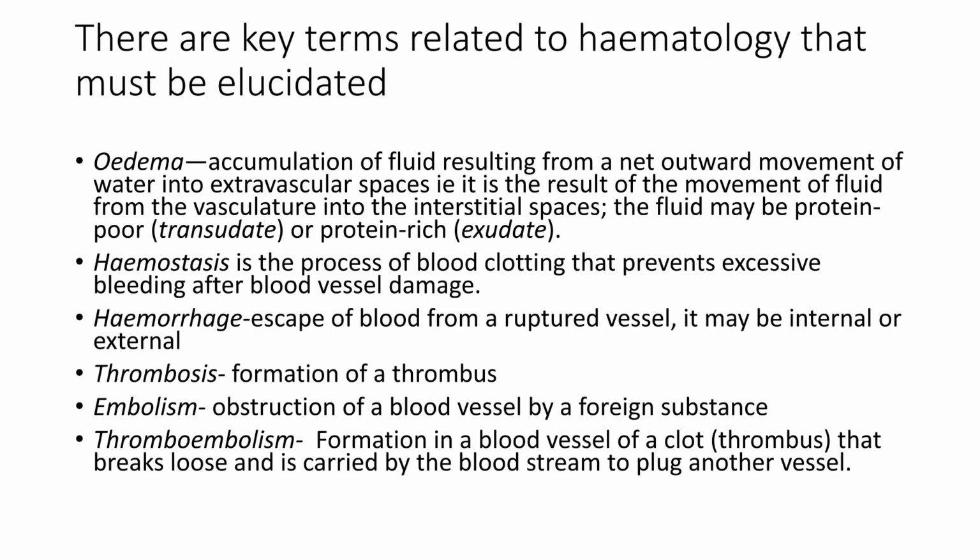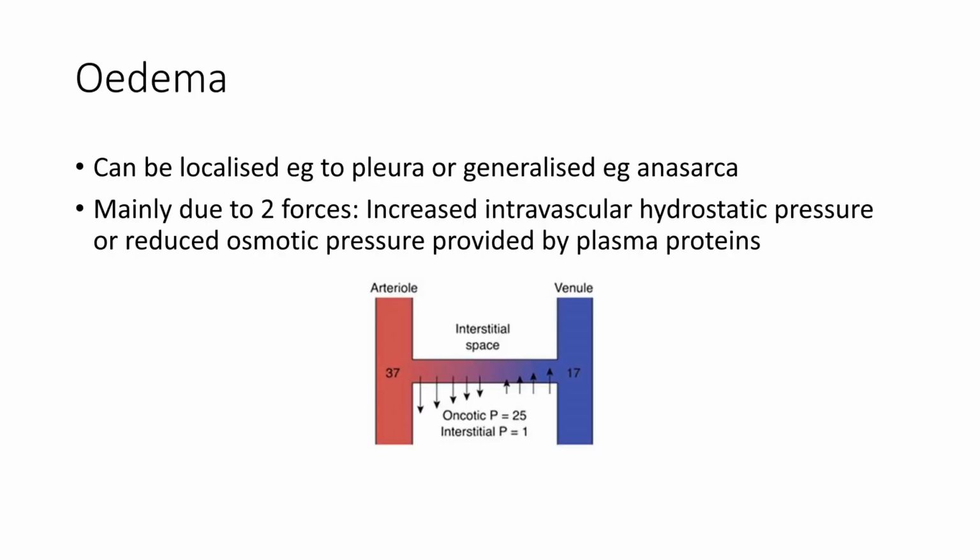Apart from that, there are essential terminologies you need to understand. Of these, we have edema, hemostasis, hemorrhage, thromboembolism. So edema is basically the accumulation of fluid resulting from a net outward movement of water into extravascular spaces. It's the result of the movement of fluid from the vasculature into the interstitial spaces. So we're talking about movement of fluid from the blood vessels to the tissue. And it's for this reason why the fluid that is found in edema is often referred to as tissue fluid. So this fluid may be protein poor, which is a transudate, or it may be protein rich, which is an exudate.